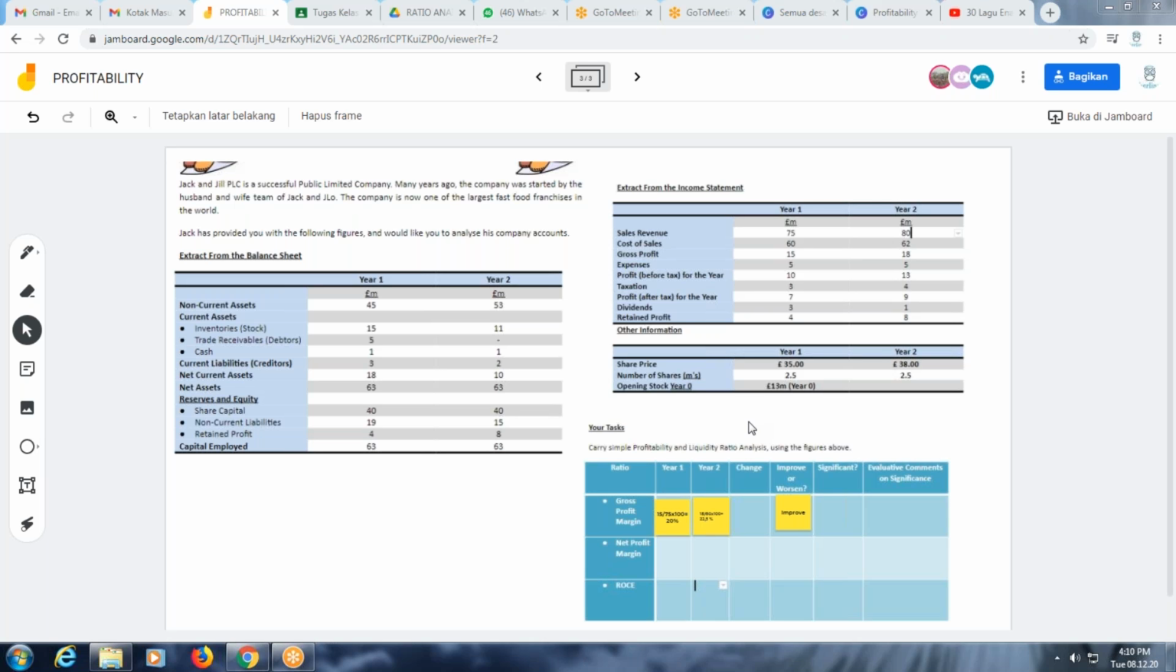Okay. Let me make it clear. So 10 divided by 75 times 100 is around 13.33, I think. Yeah, 13.33. Okay, so this is 13.33.